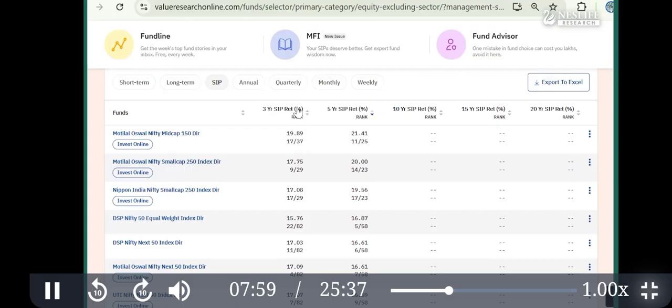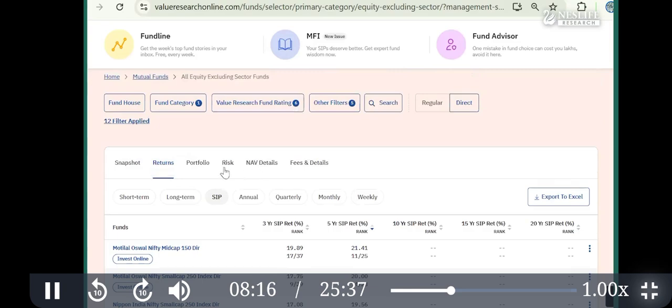And when you want to select index funds, the criteria is the same which I discussed. I'll summarize again in the live session how the criteria of selection works. Okay, this is just a one-time task. Once you understand, it becomes very easy.